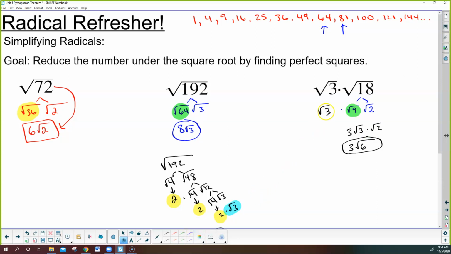Another way is, what if I put the 3 and 18 together right away? So 3 times 18, and I keep them under their own square root. Well, 3 times 18, what is that, 48, I think? I'm trying to, no, 54. I was way off.